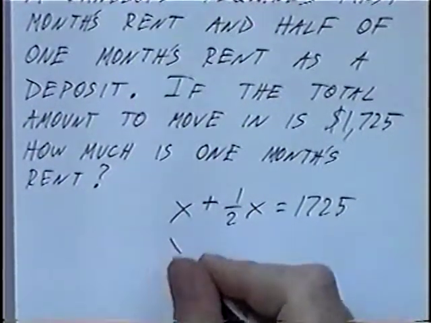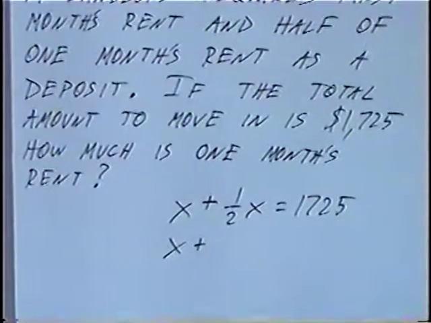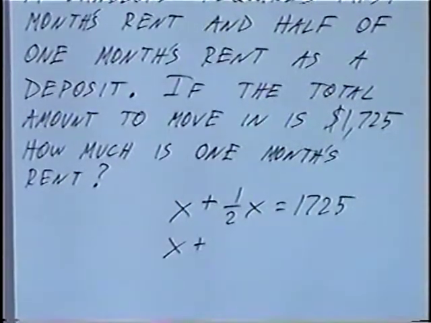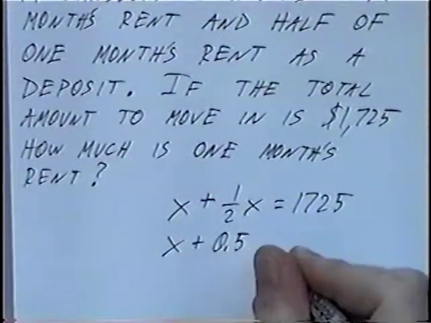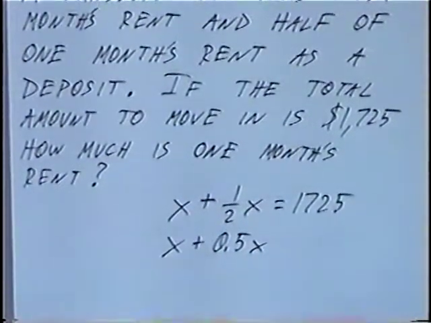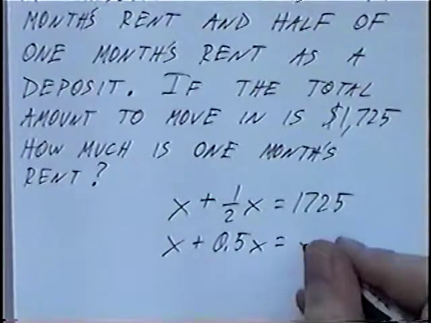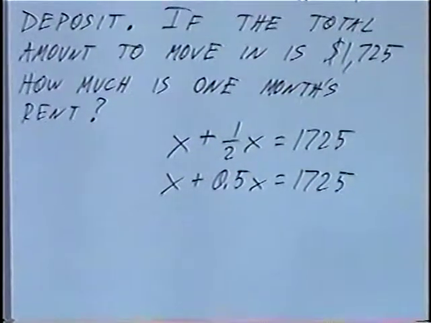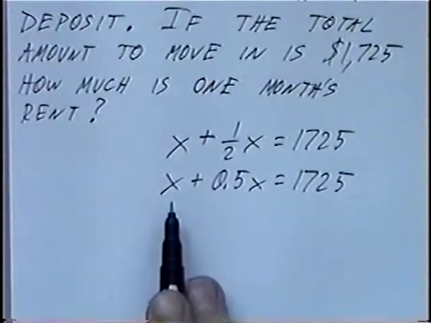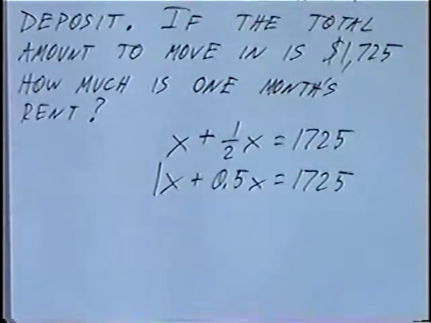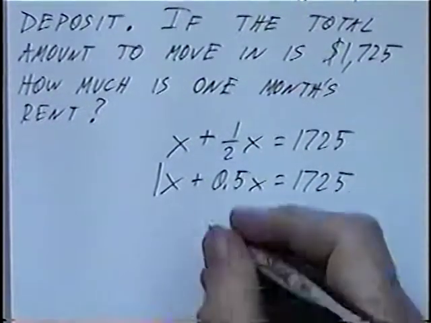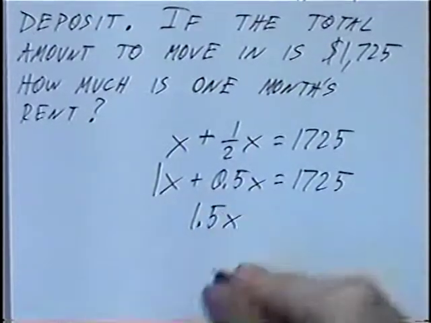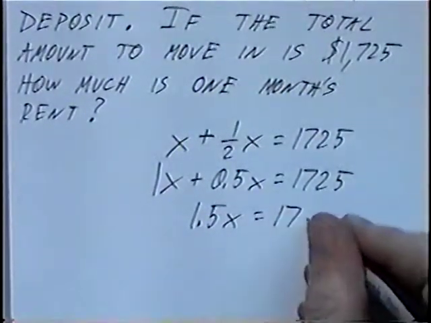Solving this question, if we take 1/2, we can change that to a decimal. 1/2 is 0.5 as a decimal, so 1/2 X would be 0.5X equals 1725. To combine like terms, if we have X plus 0.5X, X, if you want to, you can put a 1 in front. So we'll have 1X plus 0.5X, or 1 plus 0.5 would be 1.5X equals 1725.